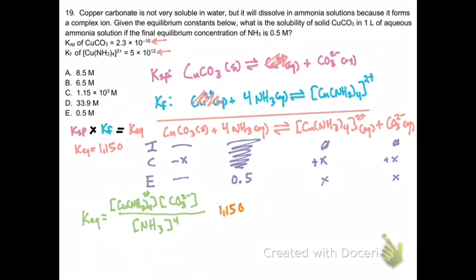We have 1,150 is equal to x times x, which is just x squared, over 0.5 to the 4th. All right, so we'll multiply the 0.5 to the 4th through. We'll get 71.9 is equal to x squared. Take the square root of both sides, and we'll get that x is equal to 8.48. And remember, x, our change in the solid, that is our molar solubility. So the molar solubility here rounds up to 8.5 molar.